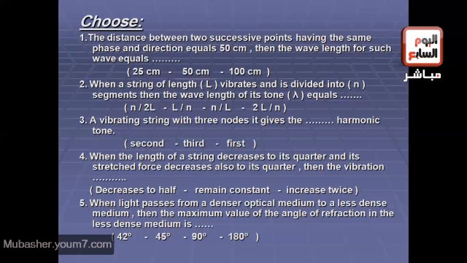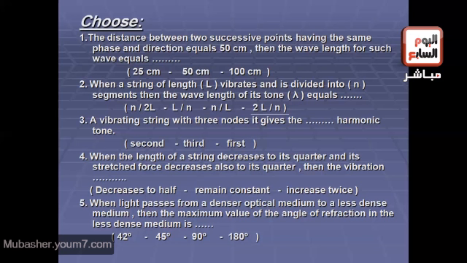A vibrating string with 3 notes, it gives the what? Second or third or first harmonic tone. If the string gives 3 notes, it means that it has 2 segments. Yes, that's why it produces the second harmonic tone. Yes, that's very good. Number 4.